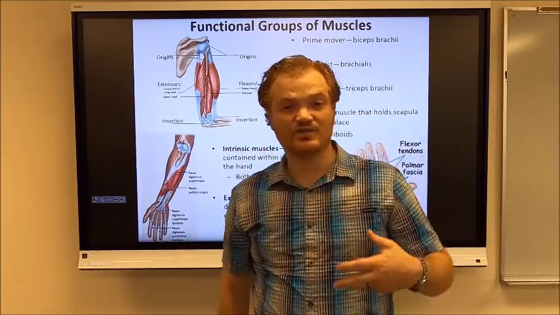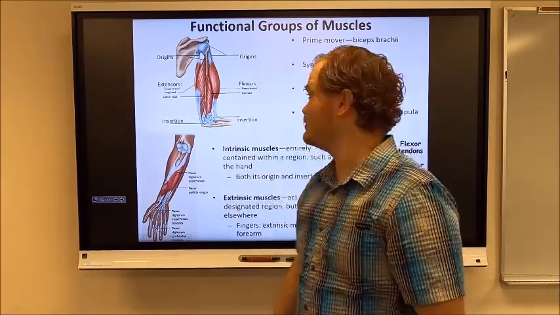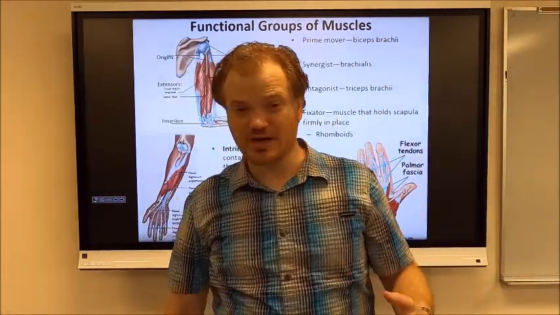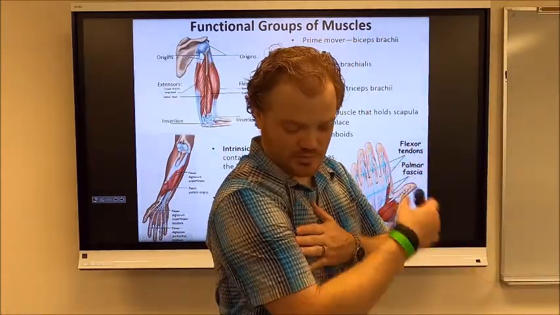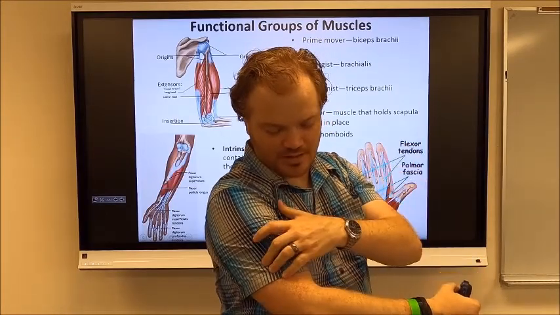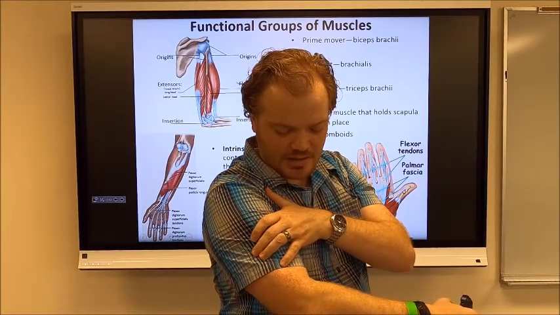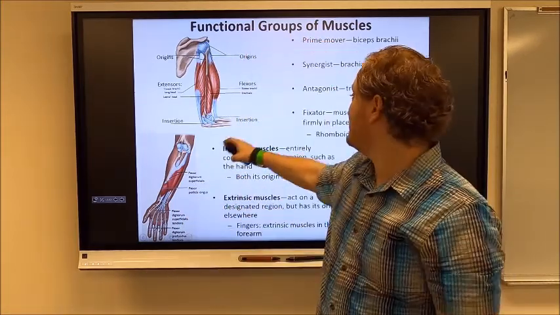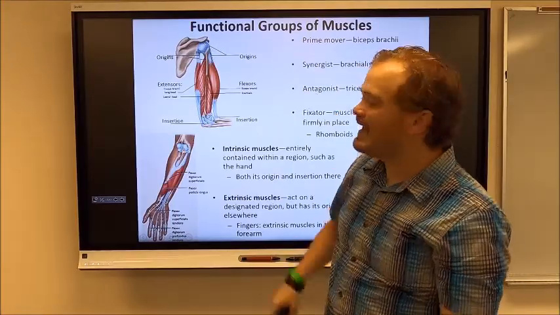My bicep in this case would be the prime mover. It's doing the majority of the work. Synergists are muscles that help. Okay, these are helpers. So when I do this action and I lift this up using my bicep, my brachialis muscle inside of here helps. It assists with that. It is a helper. It is a synergist, okay?